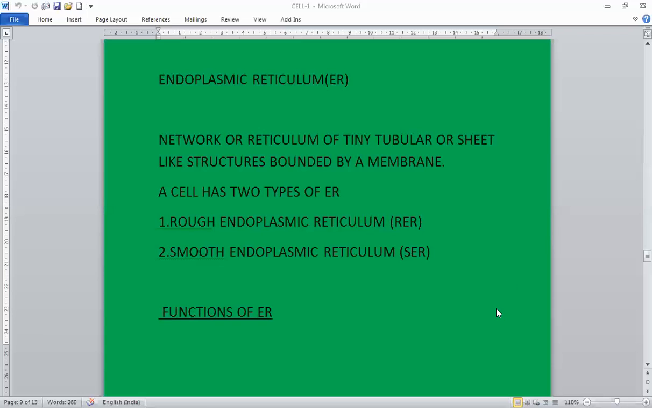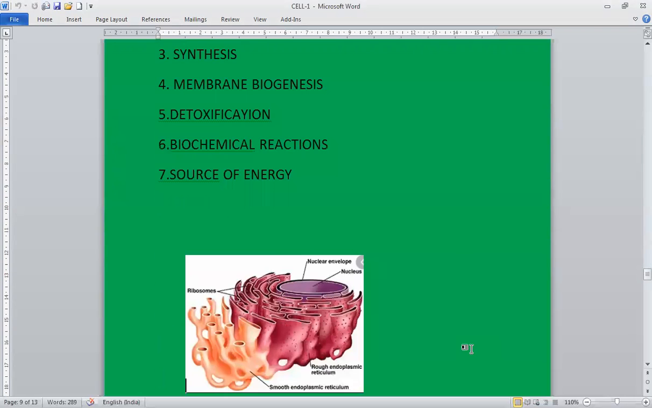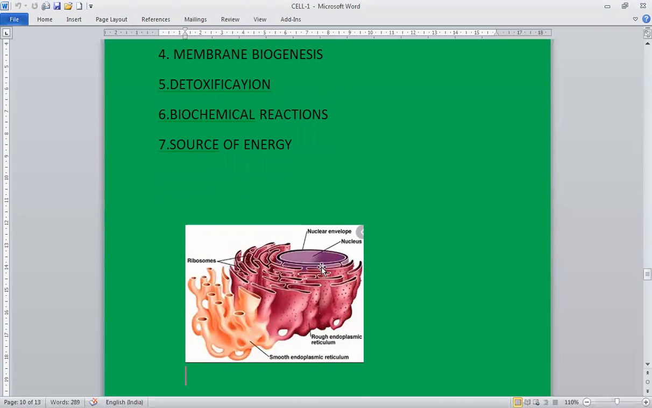I'll show you just a minute. This is the picture of endoplasmic reticulum. This is rough endoplasmic reticulum. These dot-like structures are ribosomes, which are the site of protein synthesis. These ribosomes are attached on the surface of RER, and they are present in all active cells.